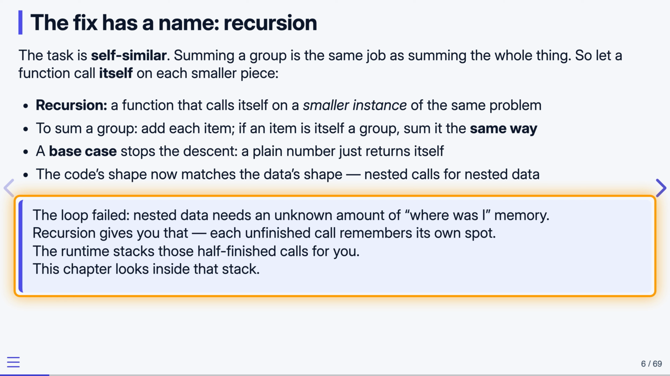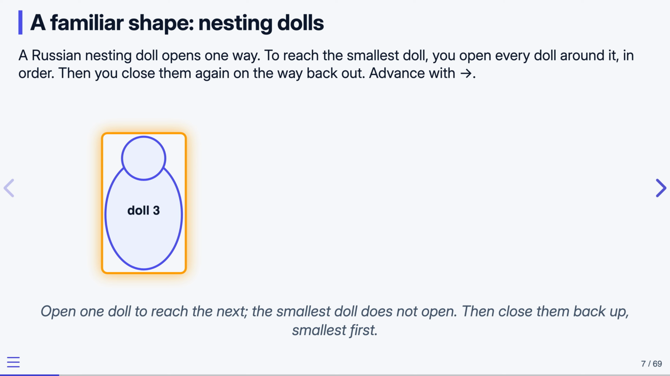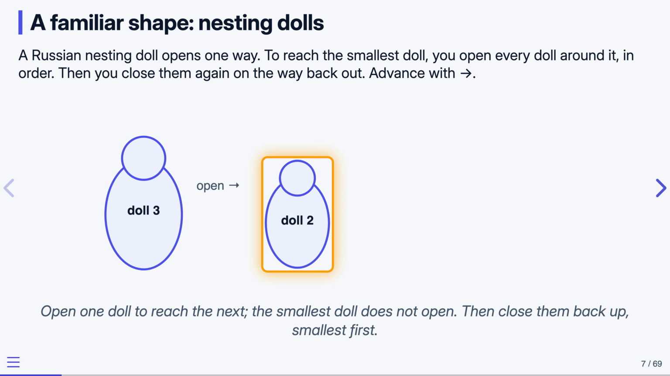A Russian nesting doll opens one way. To reach the smallest doll, you open every doll around it in order. This is the biggest one, doll 3. You open doll 3, and inside you find doll 2. That is one step deeper, just like a function calling itself on a smaller problem. You open doll 2, and inside you find doll 1, deeper again. Doll 1 does not open. That is where the opening stops. Doll 1 is the base case.